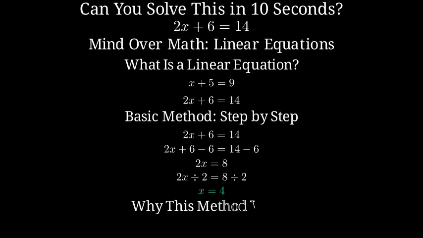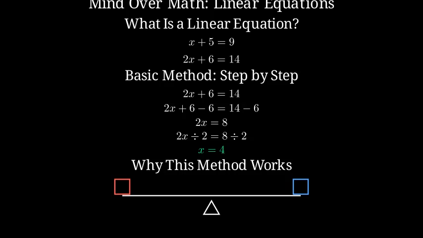Why do we subtract 6? Because an equation is like a balance. Whatever you do on one side, you must do on the other side to keep it balanced.